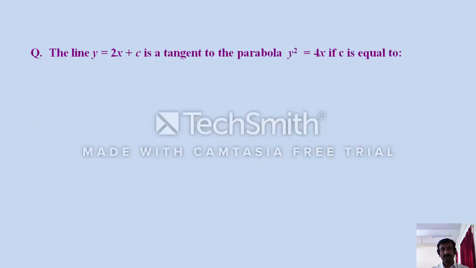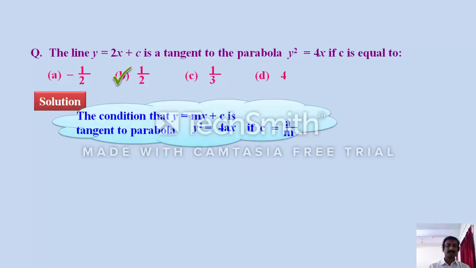Next problem. The problem is like this: the line y equal to 2x plus c is a tangent to the parabola y square equal to 4x, if c is equal to, the values of c are given: minus 1 by 2, 1 by 2, 1 by 3 and 4. Now let us see here. The answer for this question is 1 by 2, correct.